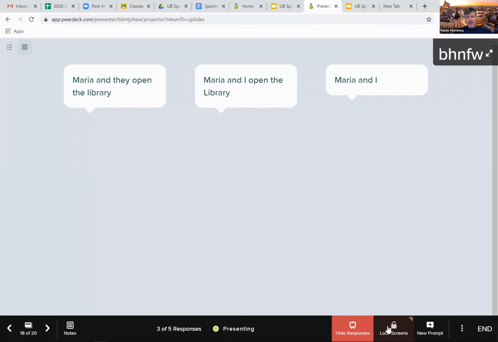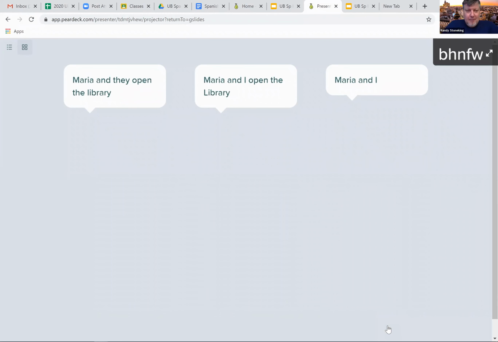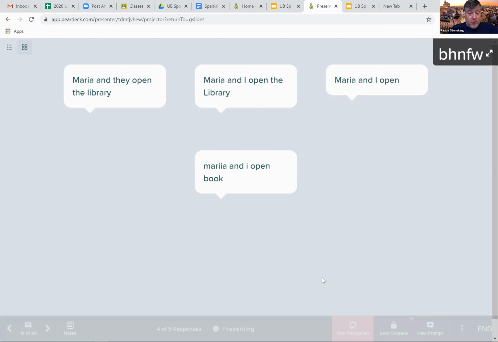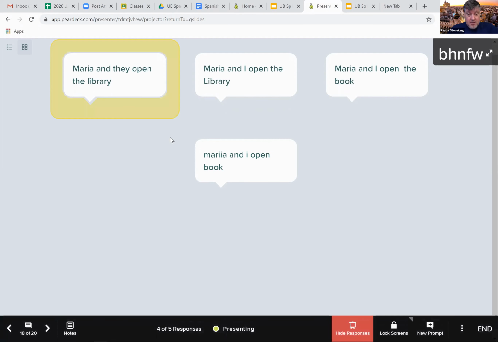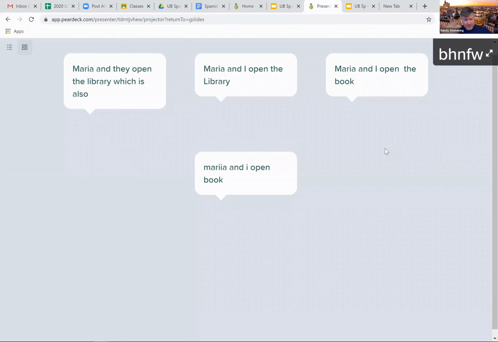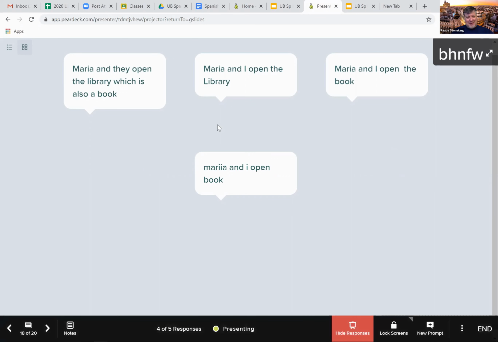Let me unlock you guys' screens for a second here. So, libro is not library, that's biblioteca. Somebody's typing. Let's see it. There we go. The book. El libro's book. And it's Maria y yo. So this answer, Maria and I open the book. Or we could also say Maria and I are opening the book. Either way. Okay, bueno.